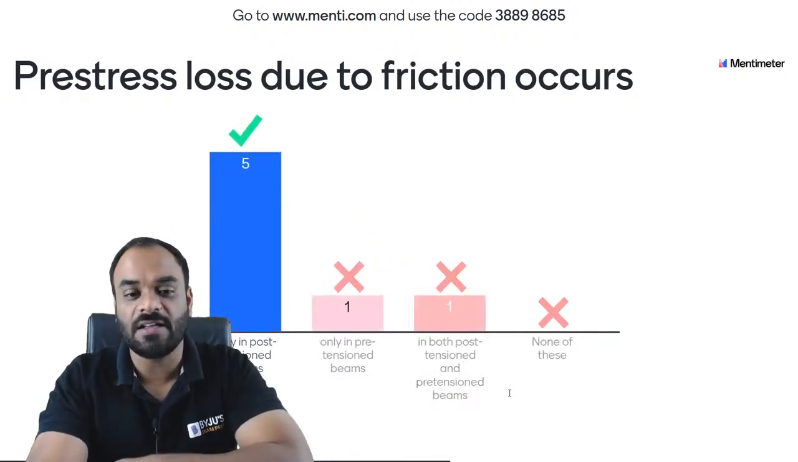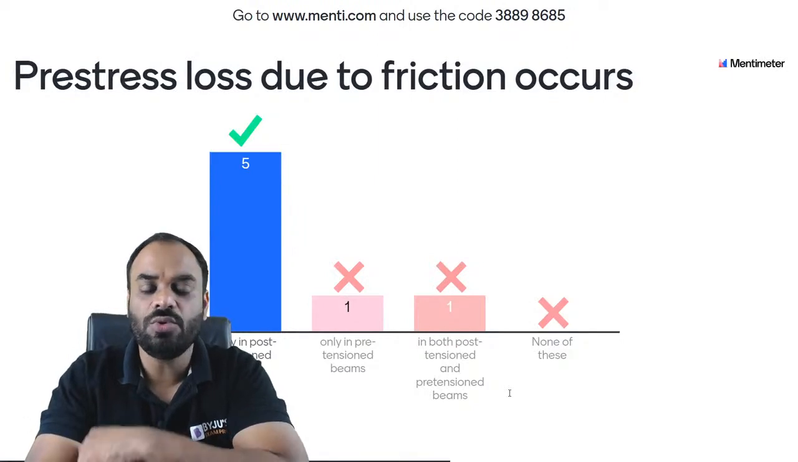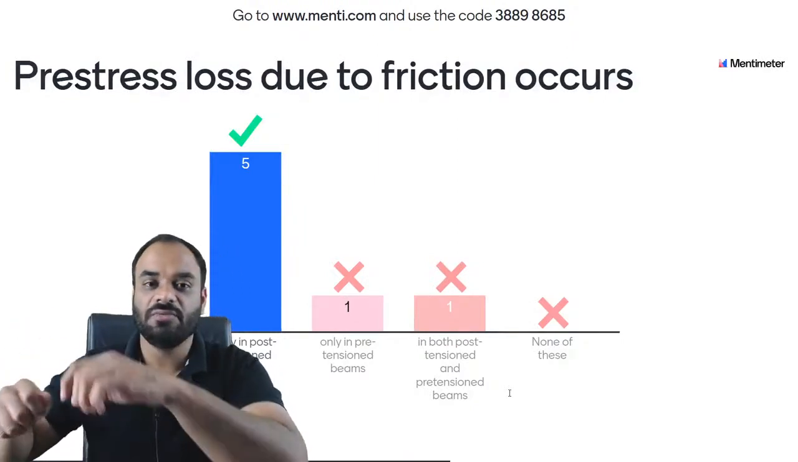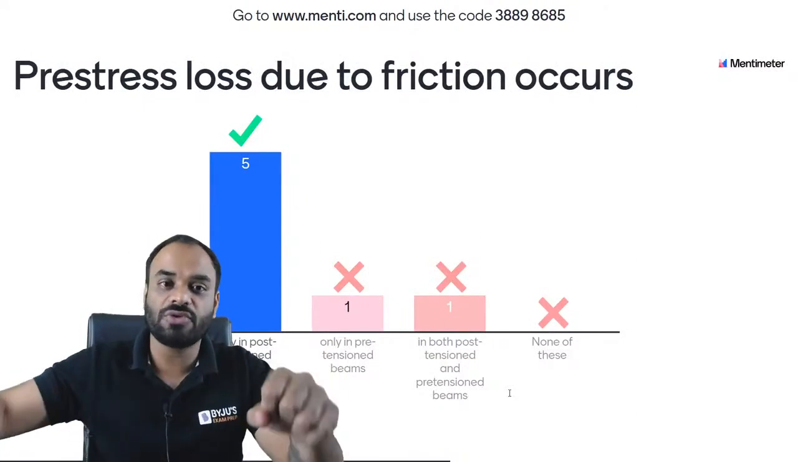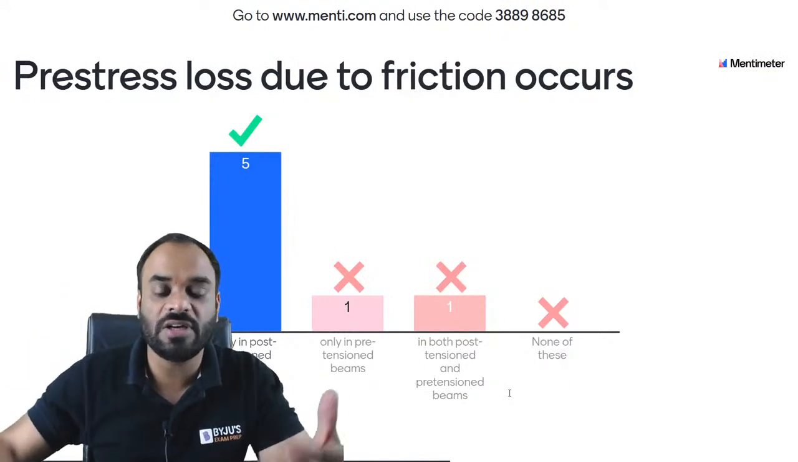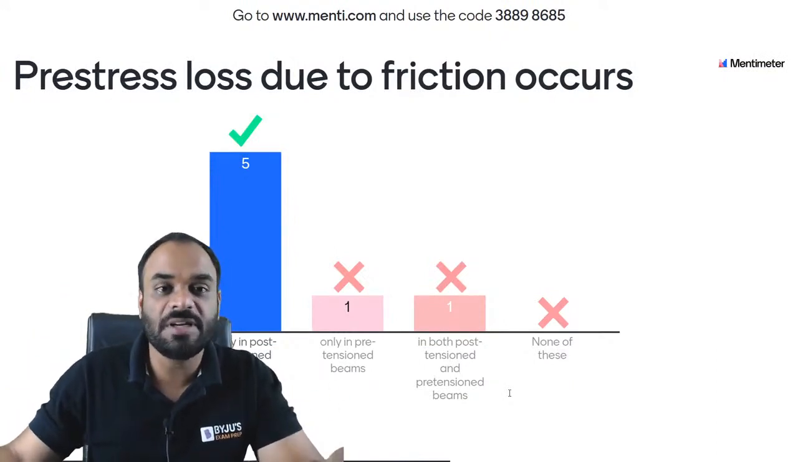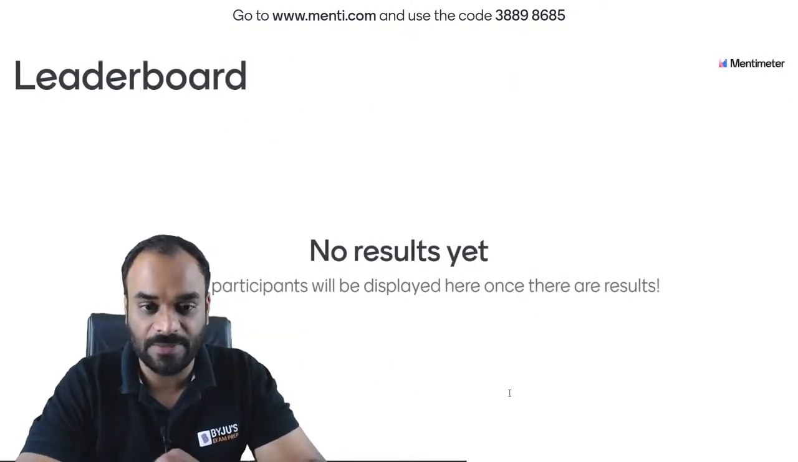Yes, A is the correct answer. We know that in case of a post-tension member, we need to use the anchor and then apply a cable. When we apply the force, certain friction is developed between the duct and the cable, and that's why some friction losses will be there in the pre-stressing condition. That's why A is the correct answer, right? A is the correct answer.